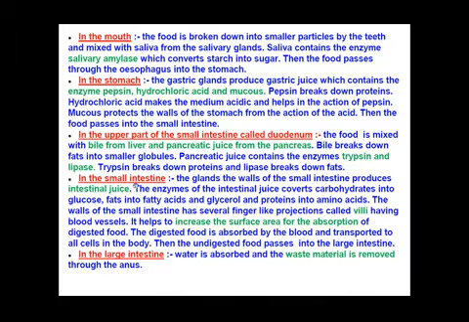Small intestine is the site where the complete digestion of the food occurs with the help of the enzymes present in the intestinal juice, and then the completely digested food is absorbed by our body. Now how is this food absorbed by our body? It is done by the villi. These villi are small finger-like projections present on the walls of the small intestine.